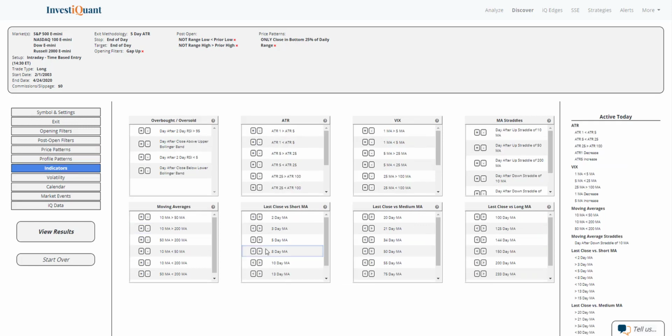In the indicator section, I'm going to put below the 200. Earlier I put below the 10 and below the 200. Again, I looked at this already, and there wasn't a big difference between above and below the 10, so I'm just going to leave that out to grab more samples. And then I'm going to hit view results, and we will see the pattern.